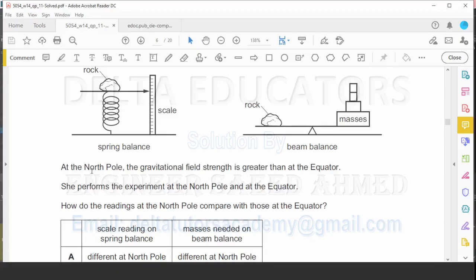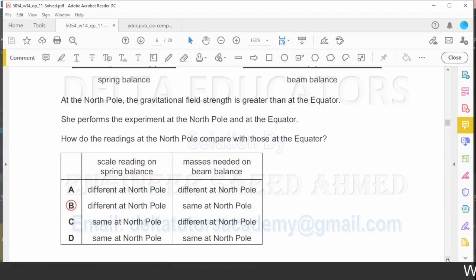For the weight, it is given here that at the North Pole gravitational field strength is greater. Now weight depends on gravitational field strength because weight is given as the product m into g, where g is gravitational field strength. So with the increase in gravitational field strength, weight will also increase. At the North Pole gravitational field strength is greater than at the equator, so at the North Pole weight will be more as compared to weight at the equator. Now we will check our options.